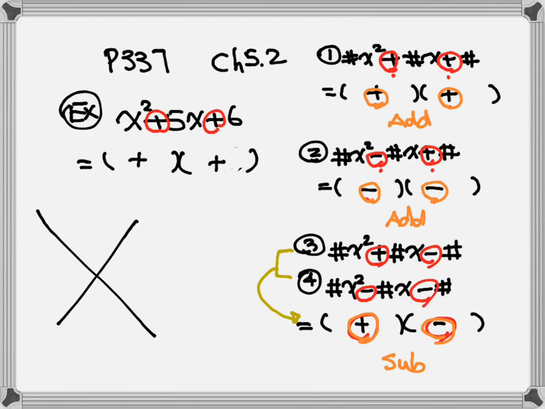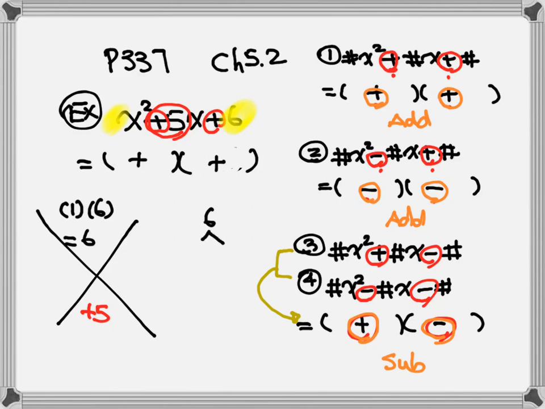I'm going to take my first number, right here, and my last number. If you don't see any number, that's a 1. So it'll be 1 times 6 equal to 6. After that, I'm going to take my middle number. The middle number is this one, plus 5. I'm going to put it down here. Next, I'm going to put 6 on the side.